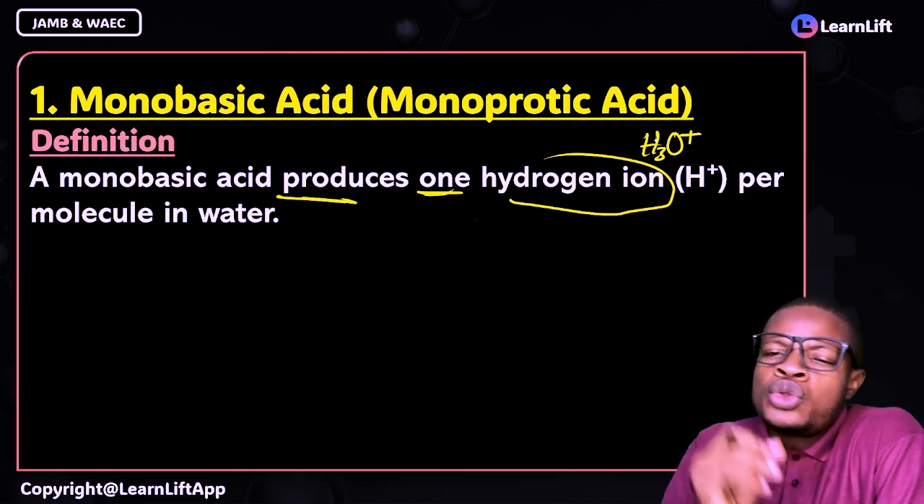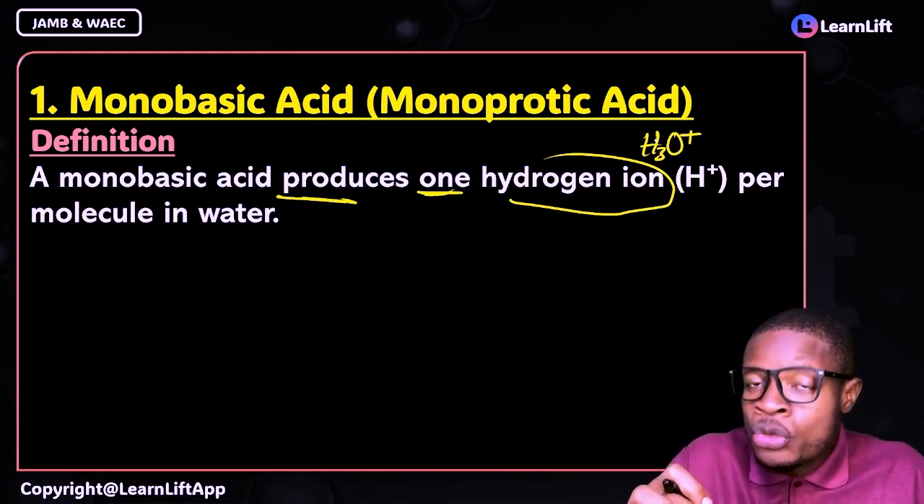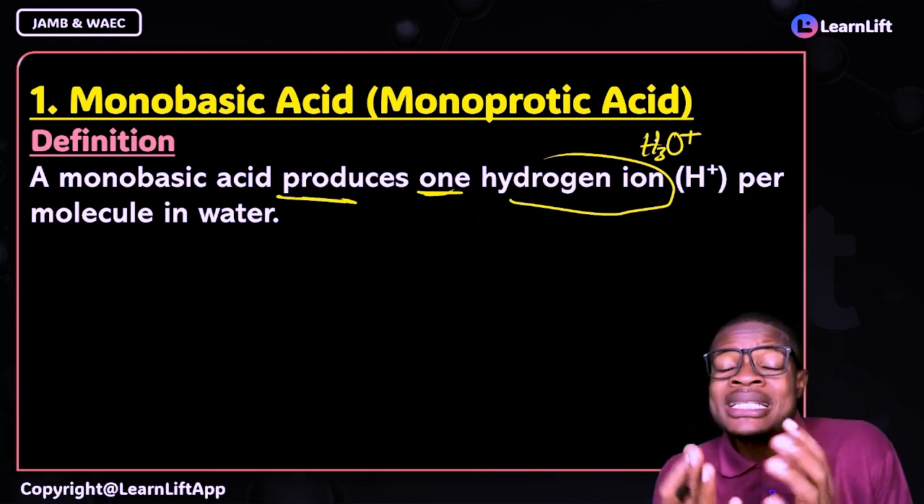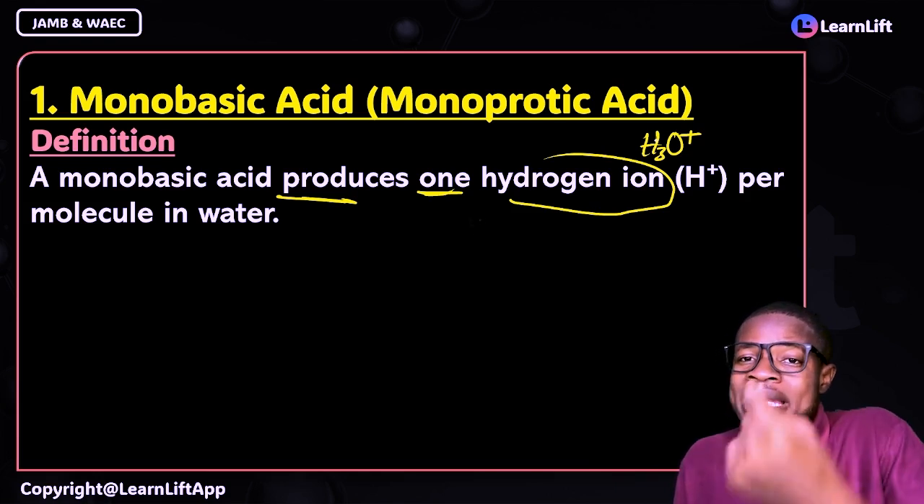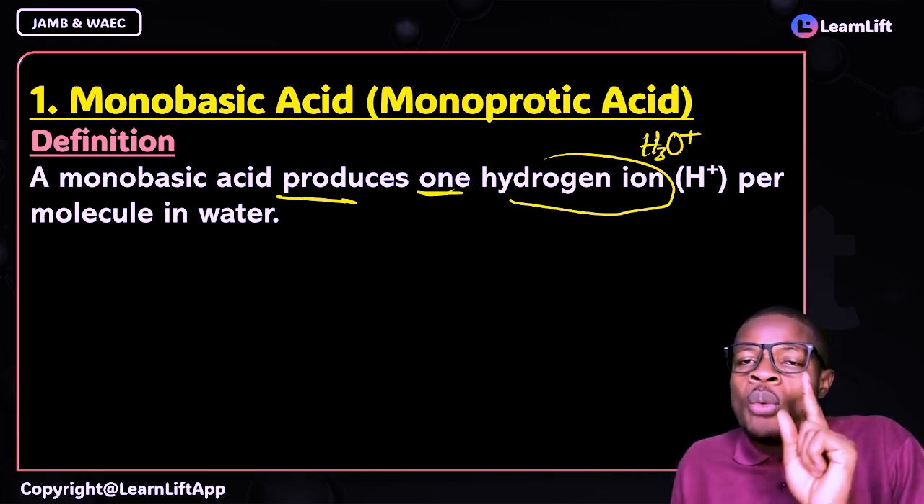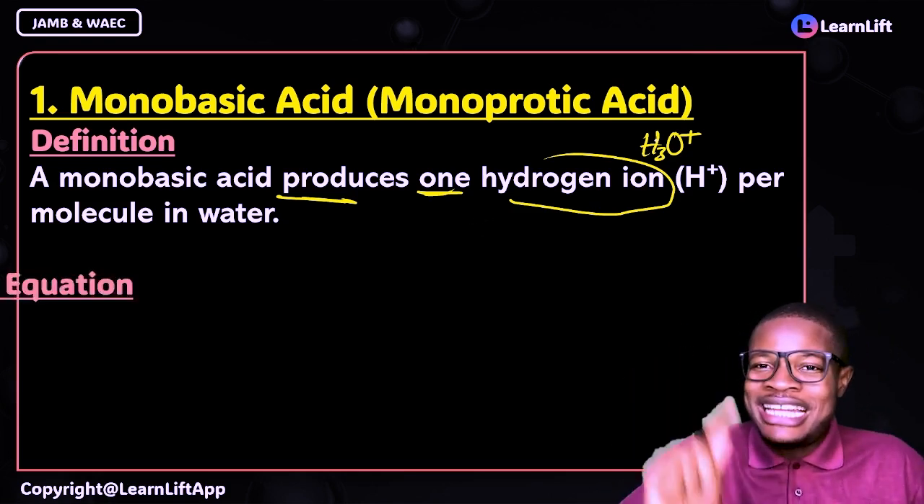Monobasic acid produces one hydrogen ion per molecule in water, or simply put, monobasic acid will dissociate to give one hydrogen ion, or when it dissolves in water, it will form one molecule of your hydronium ion. If you get that and you understand it, let me show you something.